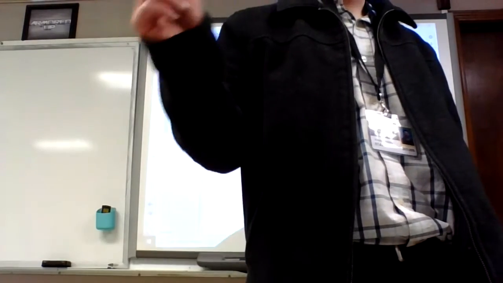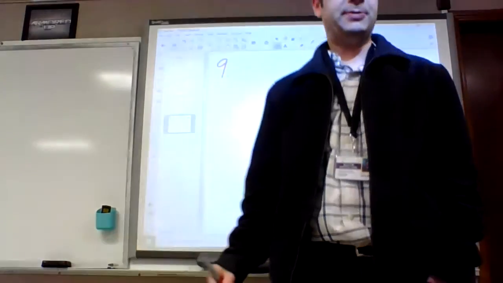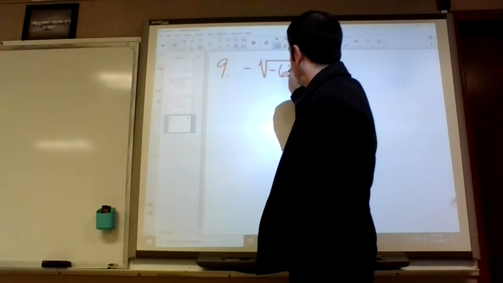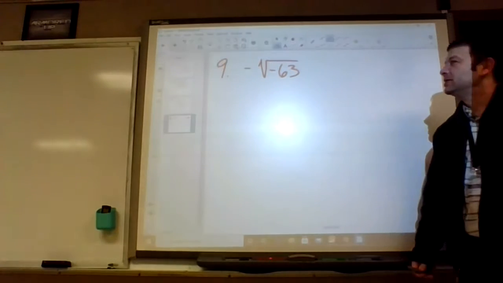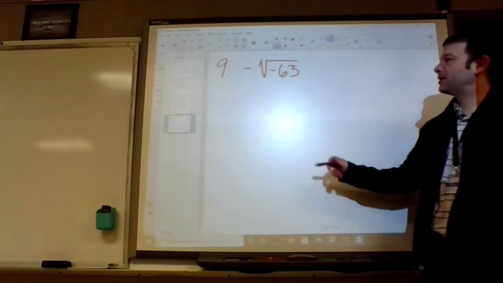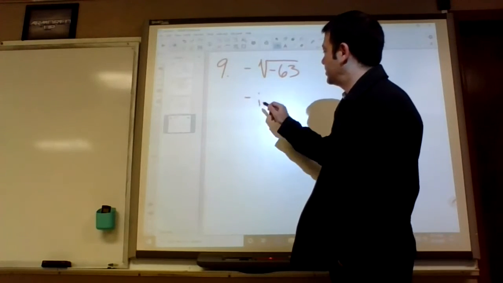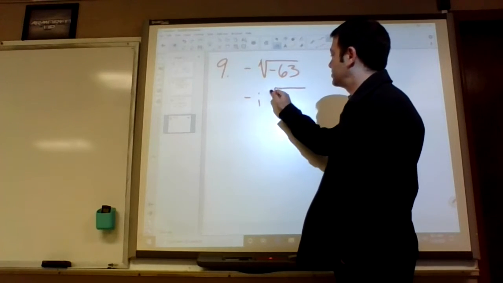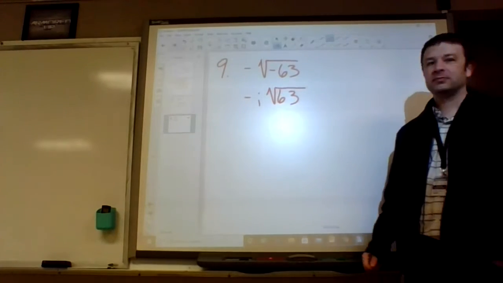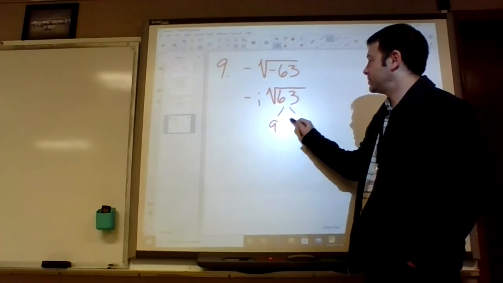9 and 10 we're skipping. We didn't do those. Okay. Number 11. Negative square root of negative 63. I can't remember. Aiden, what do you think? And then negative i squared, like, yeah, the negative comes out as an i, yes. But how does square root of 63 simplify? To 3 square root of 7. Yeah, 63 is 9 times 7.